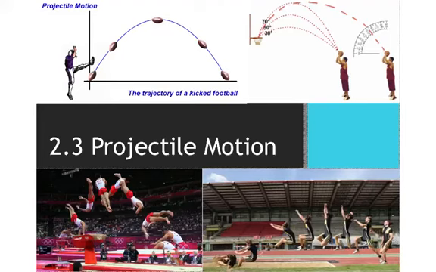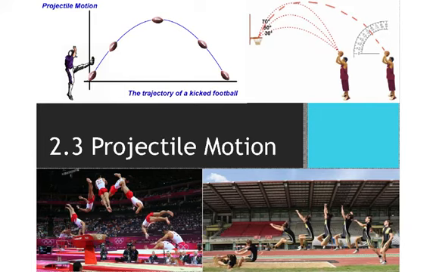Everyone, this is 2.3 projectile motion. As you can see from these pictures, projectile motion is a very common thing that occurs in sports, amongst other things. And you can see from all of these pictures, there's a consistent shape to projectiles.